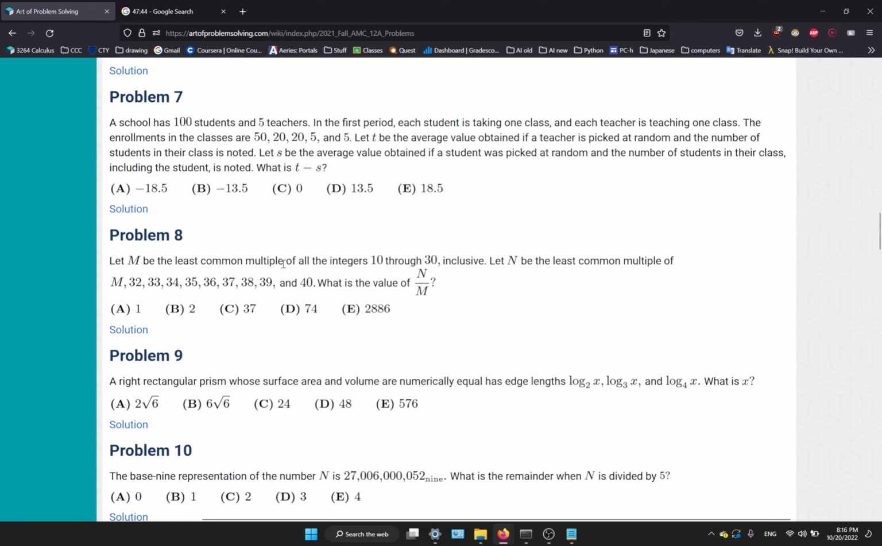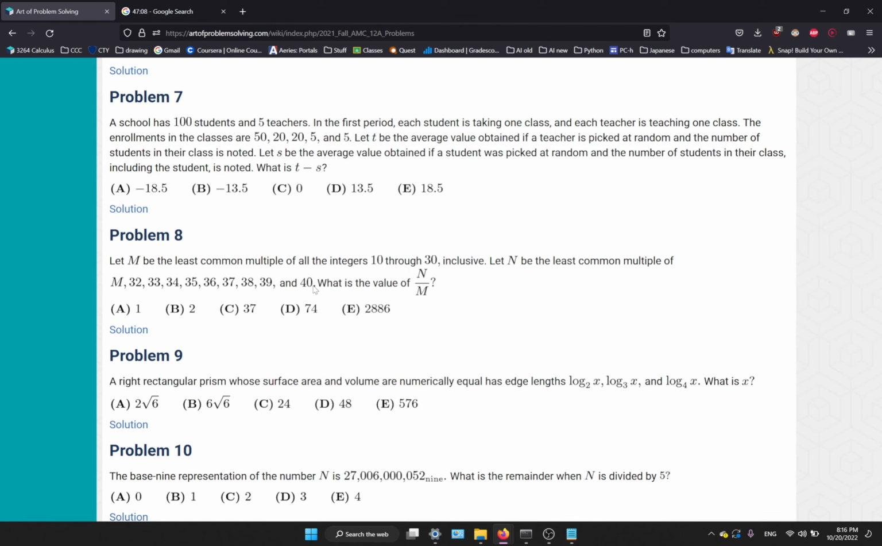Let n be the least common multiple of all the integers 10 through 30 inclusive. Do you know what least common multiple means? Let n be the least common multiple of m, blah blah blah. What is the value of n over m? That's brutal. Don't worry about n over m first, because you need to find n and m to find this. And you need m to find n, so let's just focus on finding m first.